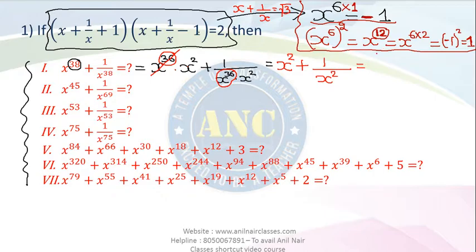It is very simple, sir. When you know x + 1/x as root 3, x^2 + 1/x^2 is k^2 minus 2.